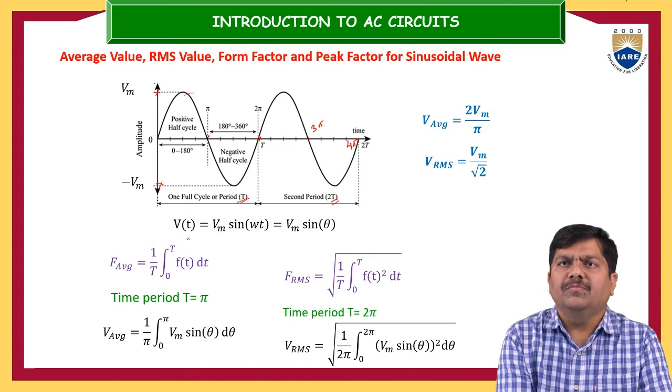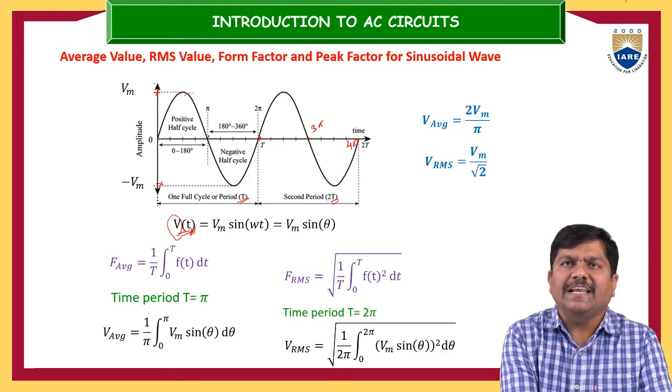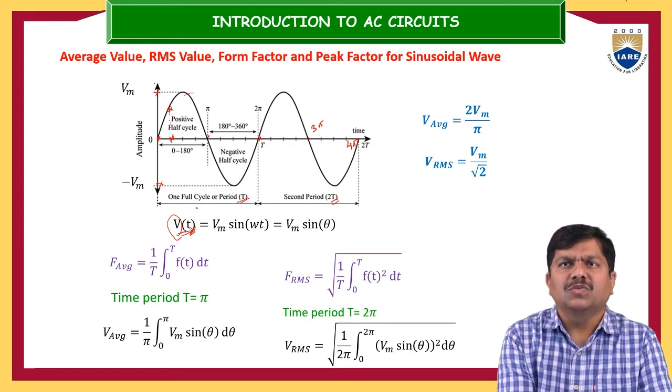So V of t is the instantaneous voltage waveform. The instantaneous voltage depends on the time, so it is represented with V of t. This means the voltage V is a function of time t. If time t varies, suppose we assume t is equal to 0, then automatically V of t becomes 0. And at some other instant, the voltage is not exactly 0; it is varying and depends on time. That is why V of t is called the instantaneous representation of the voltage waveform.